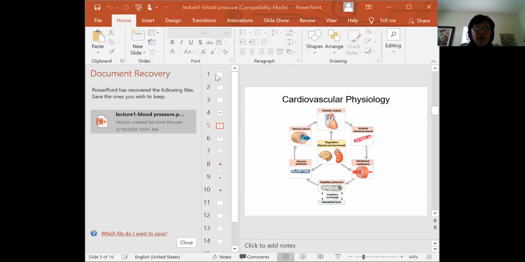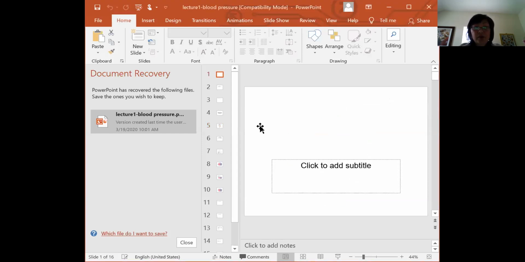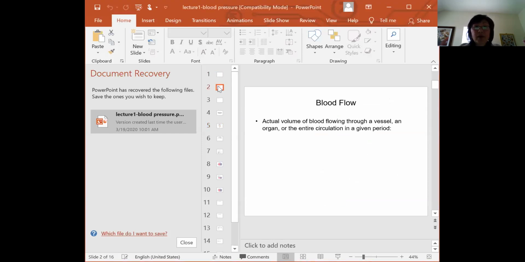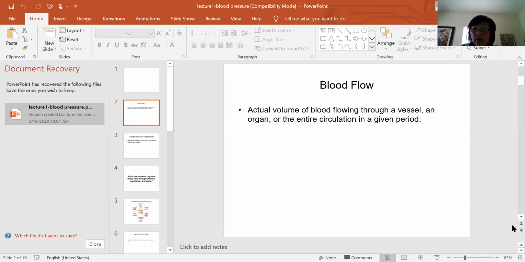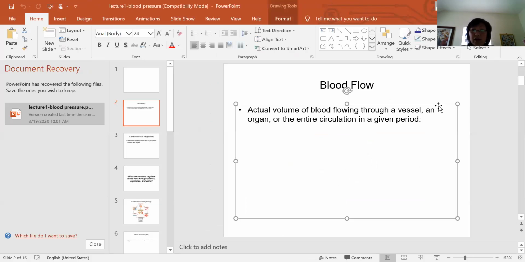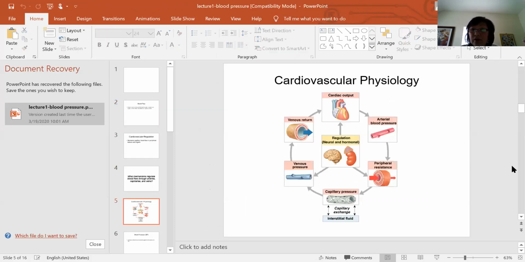Let's see if I could get it. Alrighty. So let's start from the beginning. Hopefully you can see the screen here. Oops. That's not what I want.